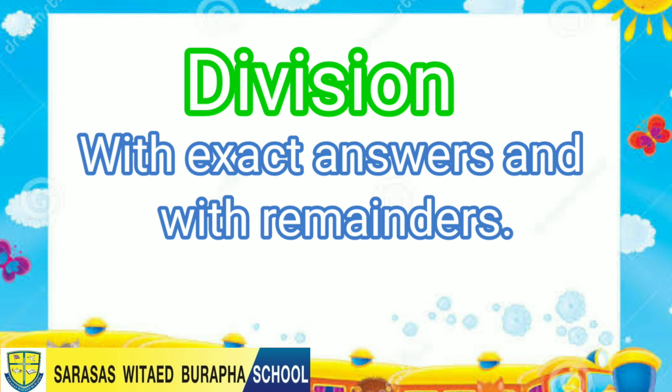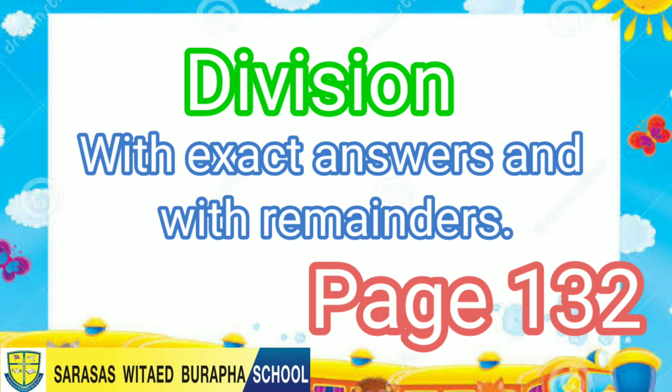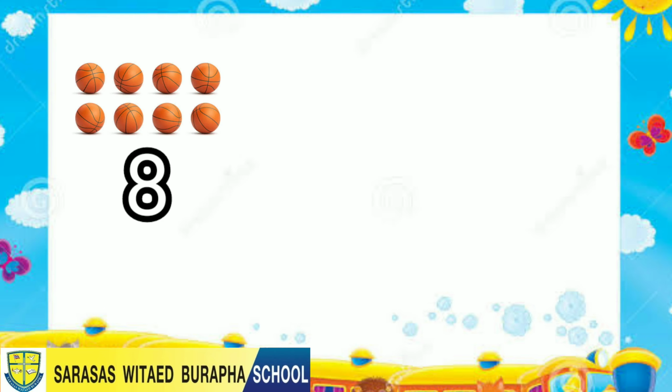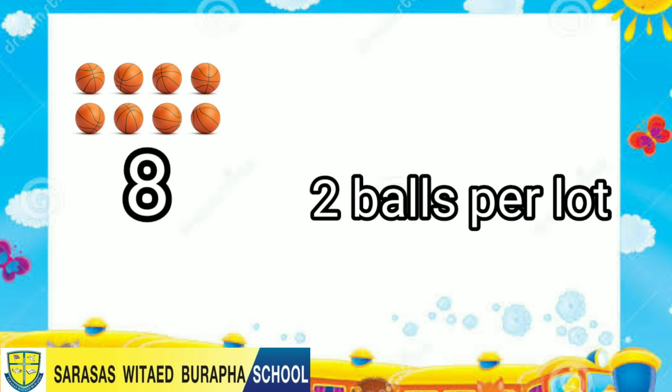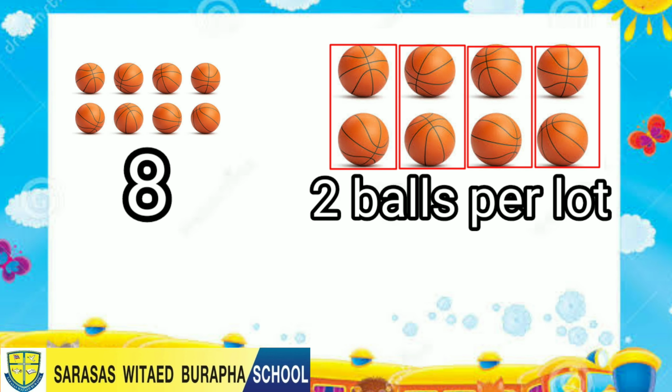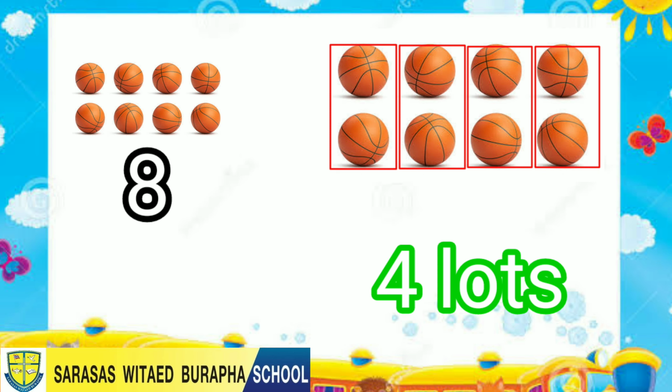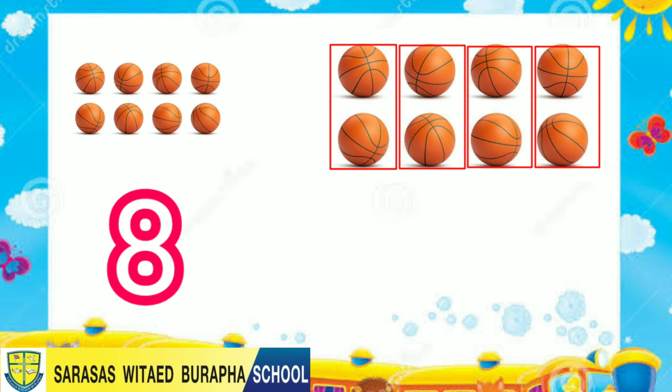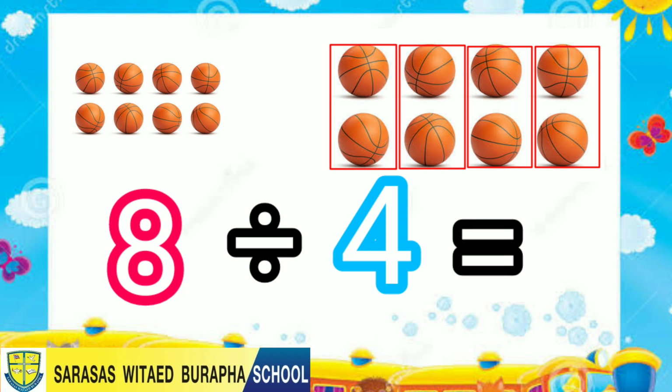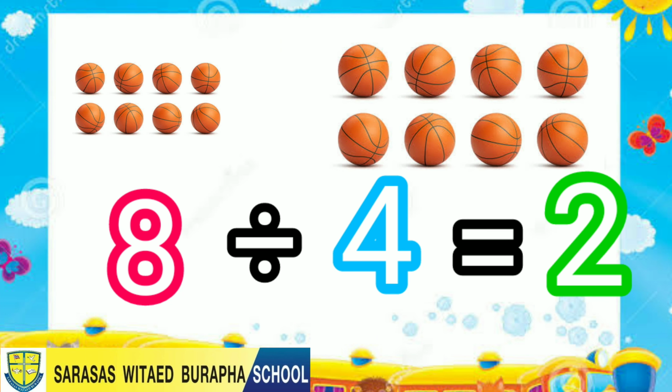Next we're going to study about division with exact answers and with remainders. Please open up your books on page 132. For example, you have 8 balls. Each lot has 2 balls on it. They can be put into 4 lots, divided exactly as 8 divided by 4 is equal to 2. That is for the whole number.